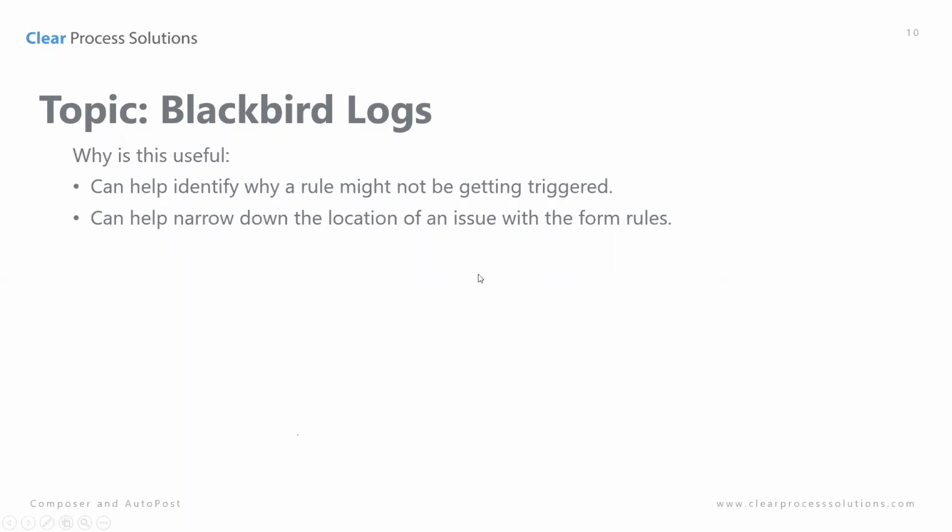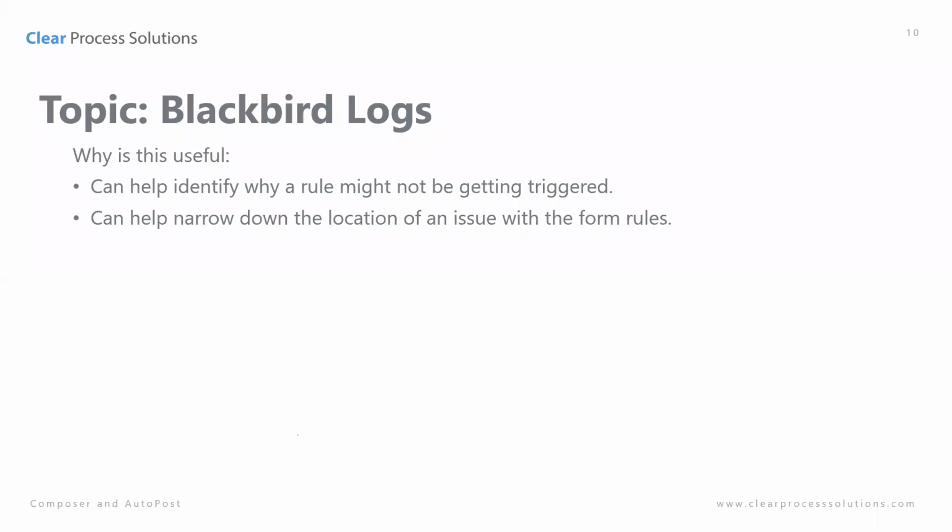Sometimes you have everything set up right for one rule, but maybe a rule previous to that rule is throwing an error within the solution, and any rule that's triggered after that is not firing for whatever reason. Okay, so that's another thing that can happen to us. So we need to use Blackbird. We can help narrow down the location of where that issue might be occurring so that we can fix it.